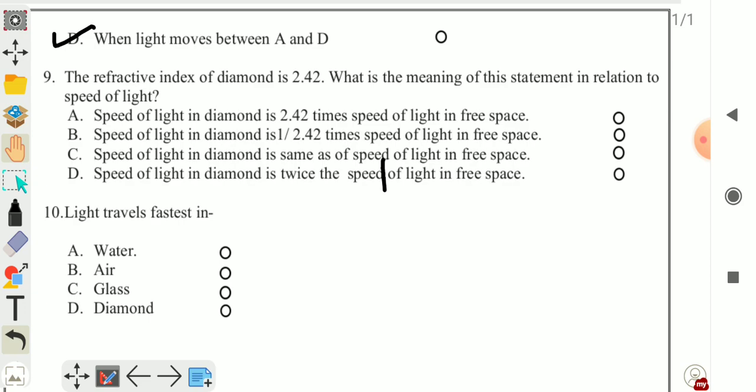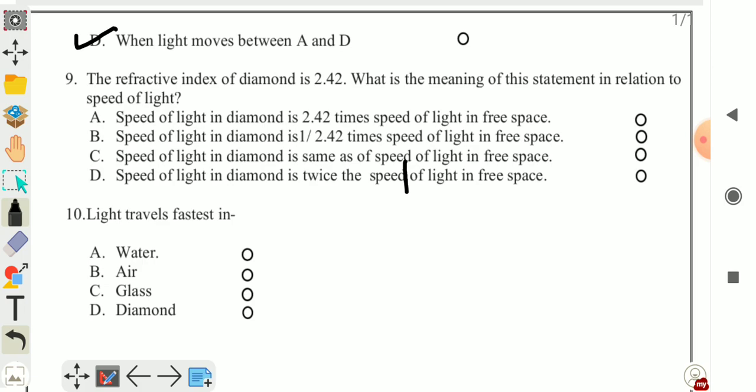So बच्चों, the correct answer will be B. Speed of light in diamond is 1 upon 2.42 times the speed of light in free space. Diamond में speed की light reduce हो जाएगी. So the correct answer will be B.